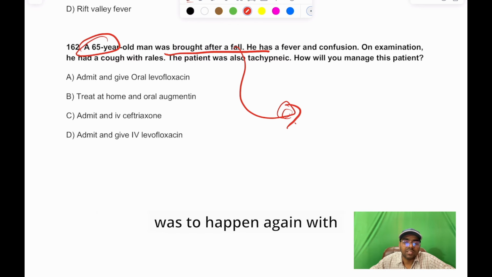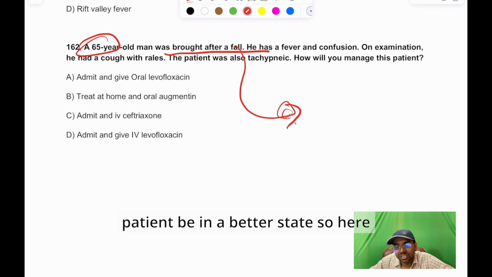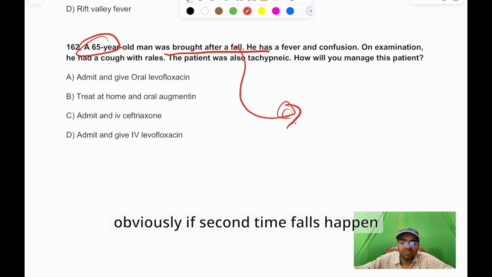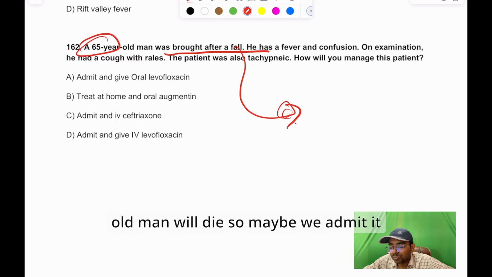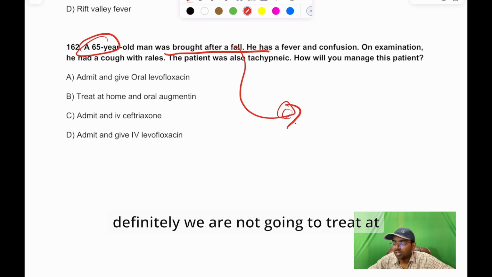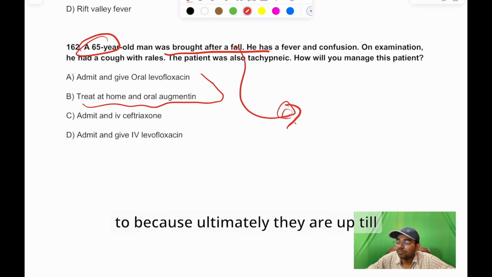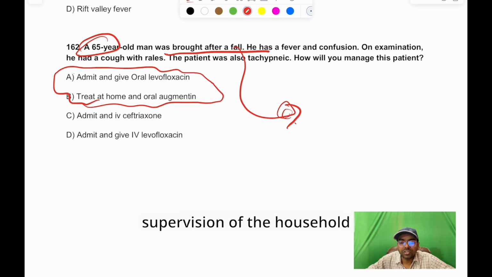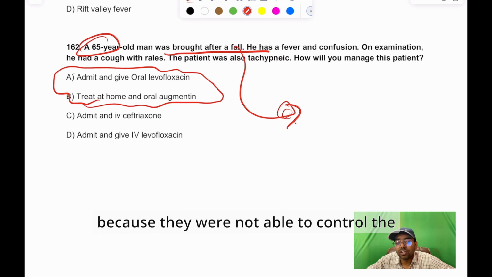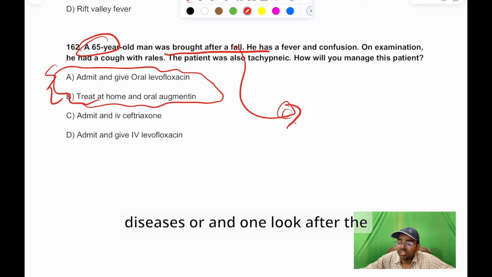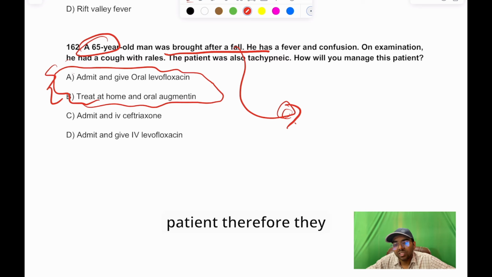So when somebody is coming to you and asking what you will do, just reimagine that if that thing were to happen again, will the patient survive? Will the patient be in a better state? Obviously, if a second fall happens, then most probably the old man will die. So we will admit him, definitely. We are not going to treat at home, because up till now they were under the supervision of the household, but they were not able to control the disease or look after the patient. Therefore they have come to the hospital, and therefore they would definitely be admitted.